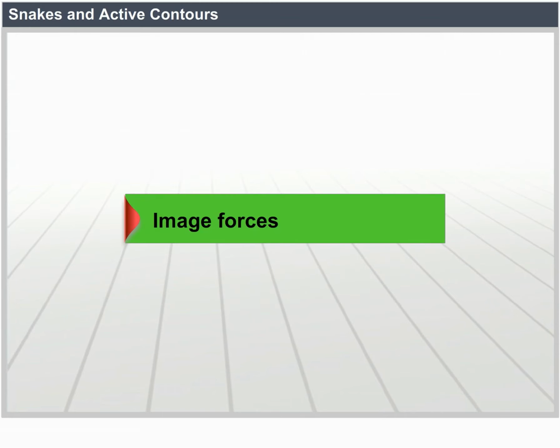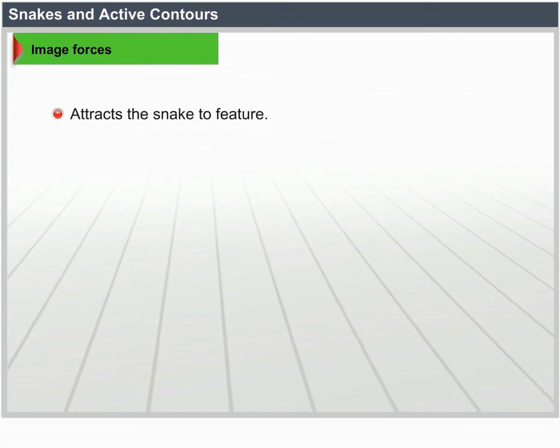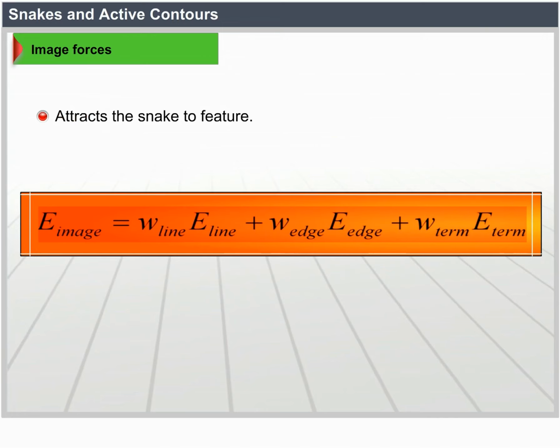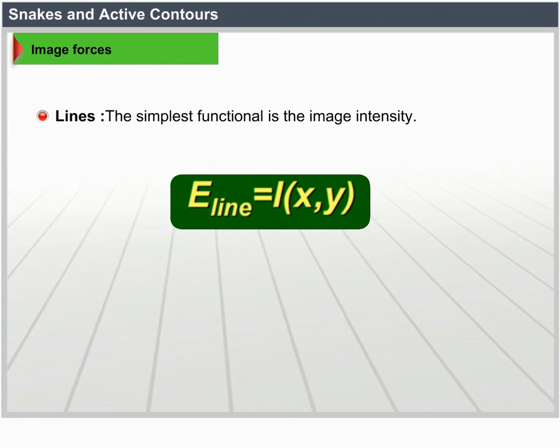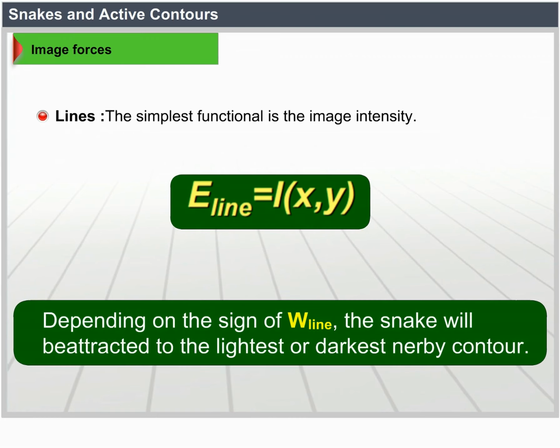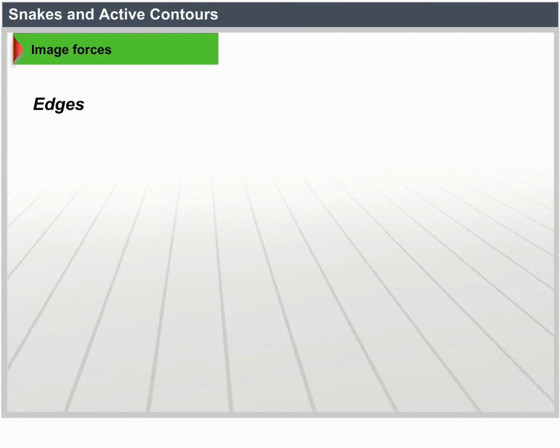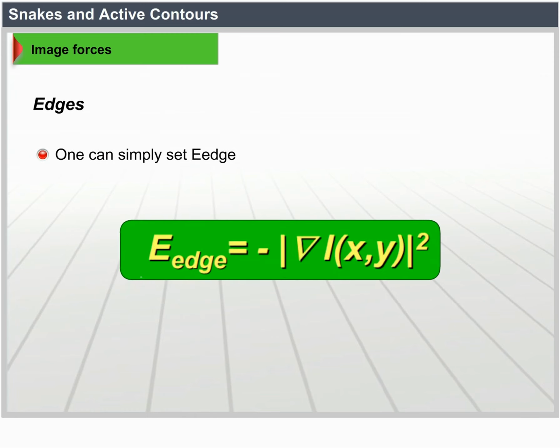Image forces attract a snake to features. The E image equation is given on the screen. Lines stand for the simplest functional in the image intensity. Depending on the sign of w line, the snake will be attracted to the lightest or darkest nearby contour. Edges. One can simply set E edge. The E edge equation is now seen on the screen. It attracts the snake to large intensity gradients.